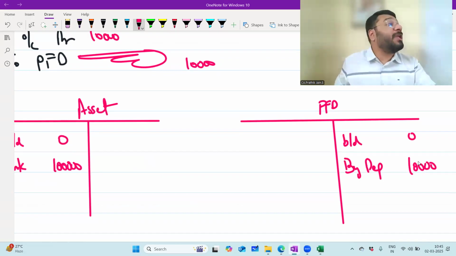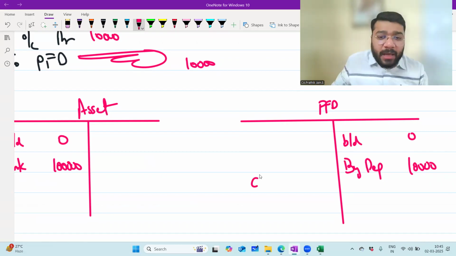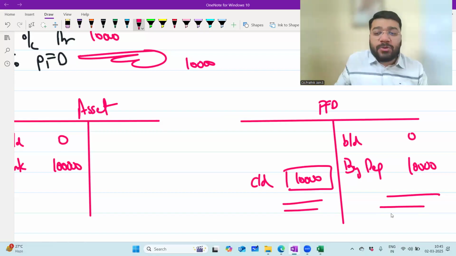PFD nature is what? Provision's nature is always credit balance. You recorded an entry depreciation to PFD, so in the PFD account, by depreciation. Now I'm closing this balance. What is the closing balance? 10,000 rupees. And where is the opening balance coming? On the credit side, 10,000 rupees.